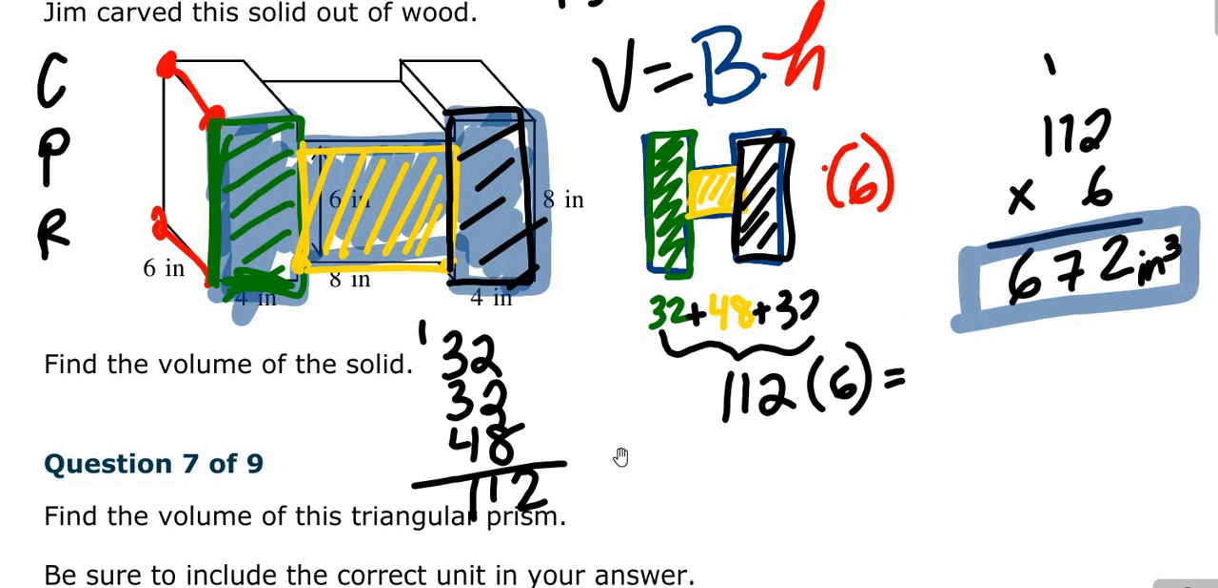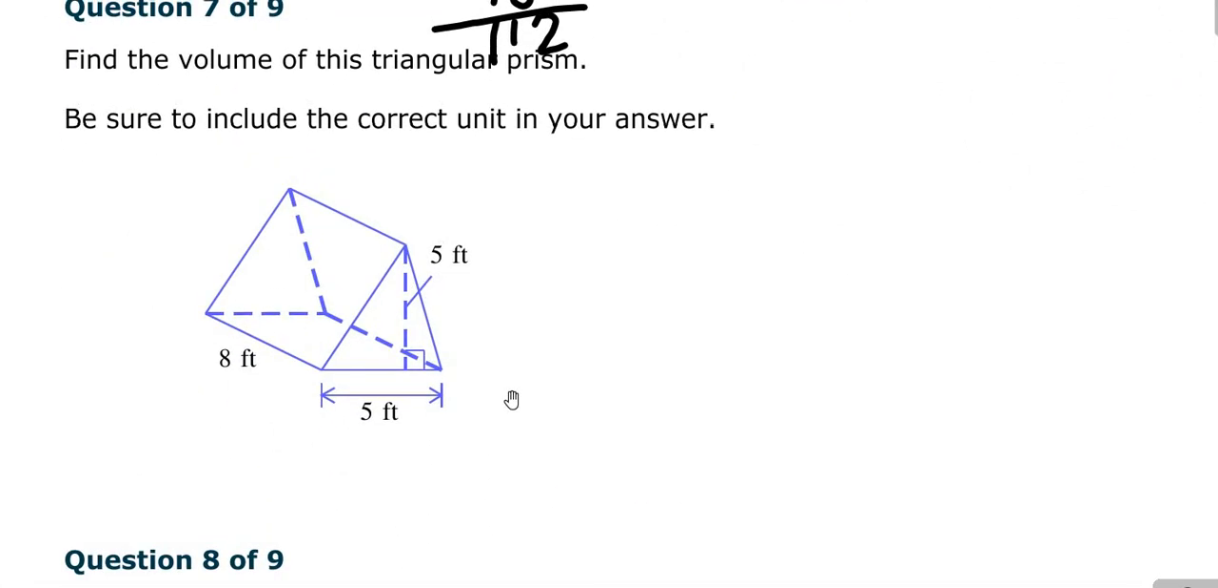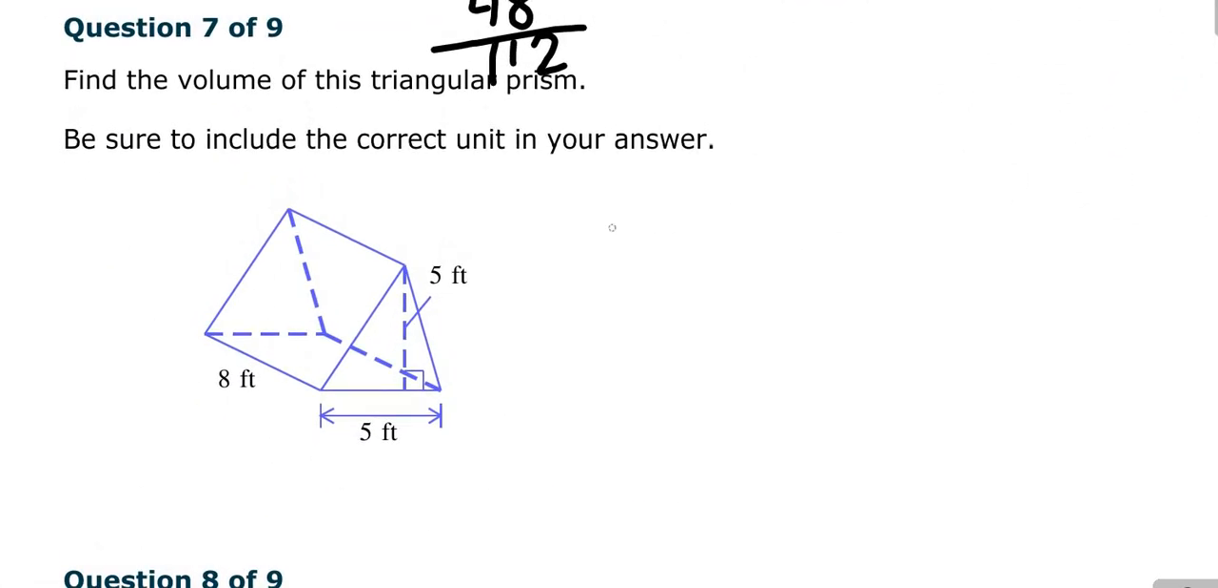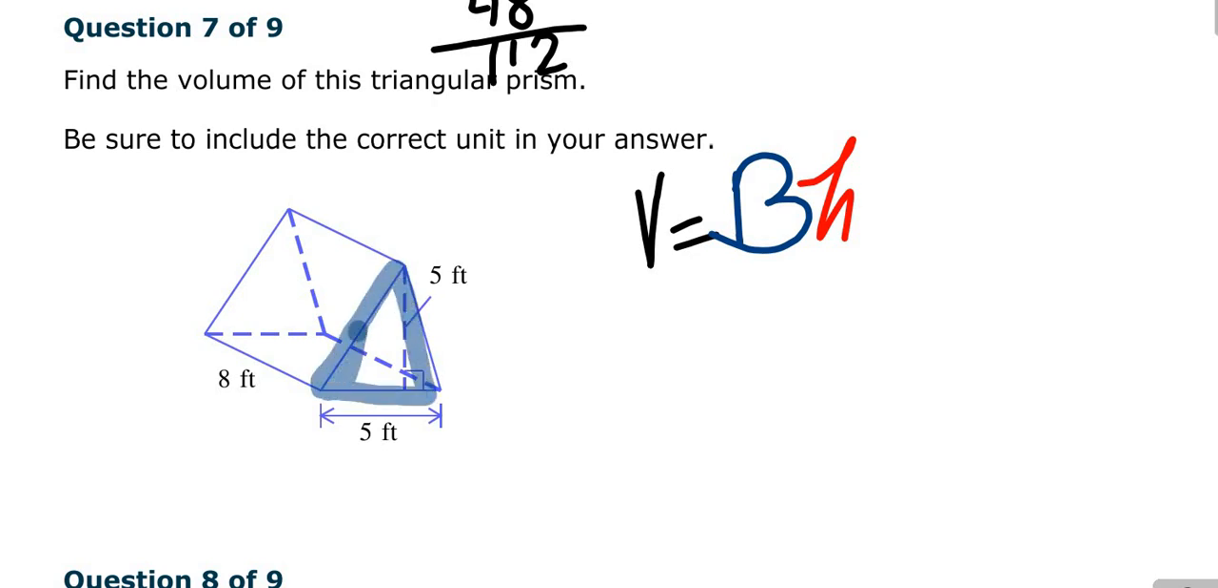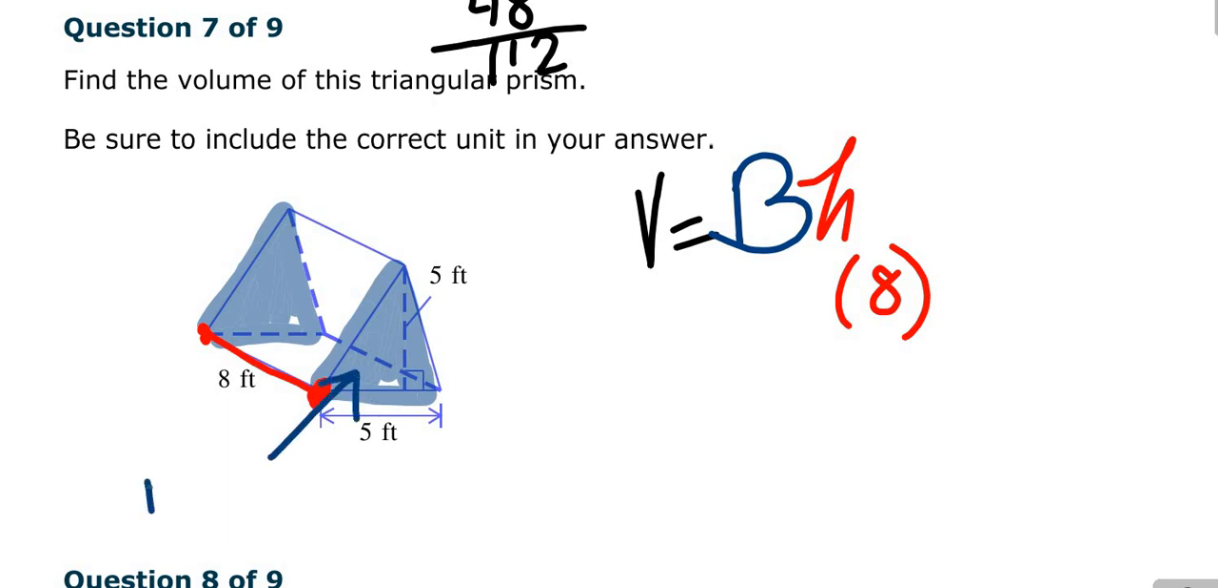We're going to find the volume of the triangular prism. Volume equals, again, base times height. Your base here are these front and back triangles. And your height is the distance between the triangles. So we have our height. Our height is 8.